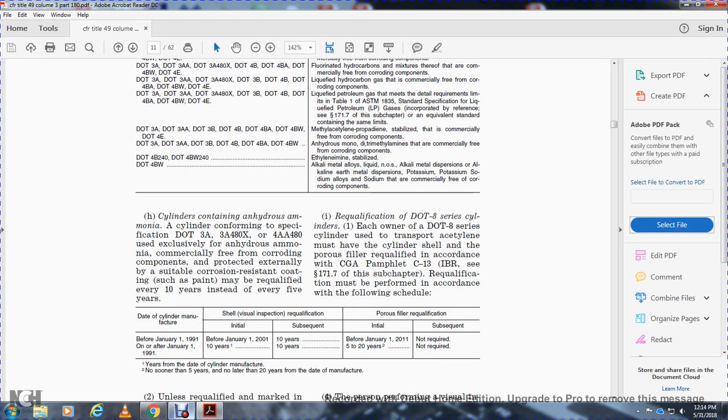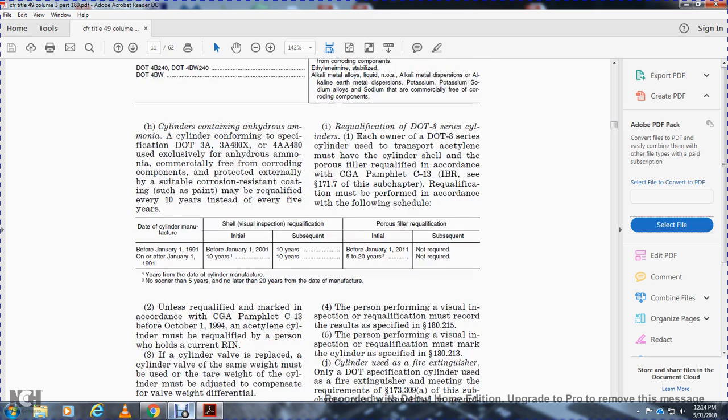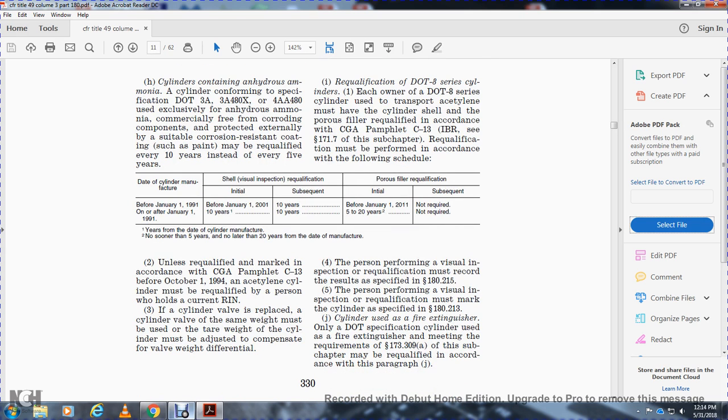Requalification of acetylene cylinders: each owner of acetylene cylinders used in transportation must have the cylinder's porous filler requalified in accordance with CGA pamphlet C13. Requalification must be performed in accordance with the following schedule. Unless requalified and marked in accordance with CGA pamphlet C13 before October 1st, 1994, the acetylene cylinders must be requalified by a person holding a RIN.